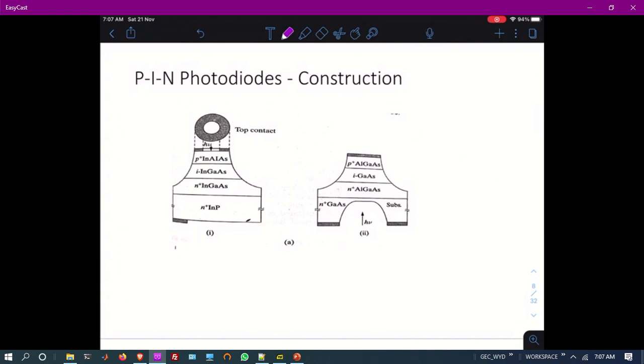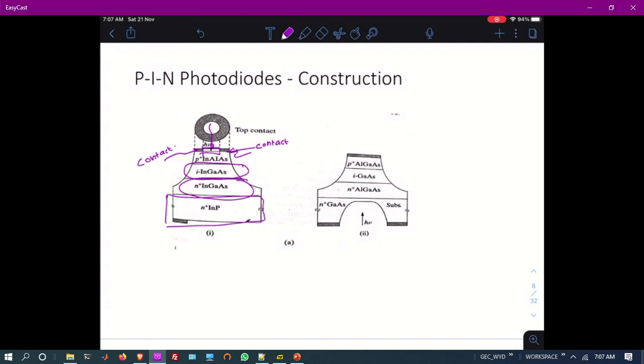Now, regarding the construction of the PIN diode, you see that there is an intrinsic region. Okay, there is a P plus region made of indium aluminium arsenide. There is an N plus region made of indium gallium arsenide, and the substrate is indium phosphide. Okay, now there are two ways of allowing the light to enter. The first way is where there is a small portion between the contacts. Okay, so this is a contact through which you provide the reverse bias, and there is a small portion between the contacts through which you can give the light.